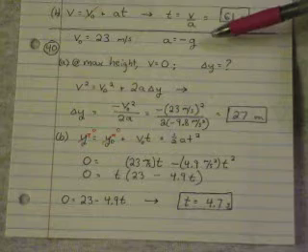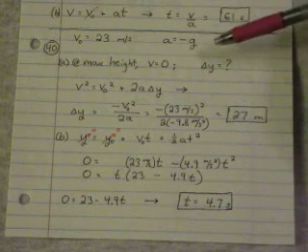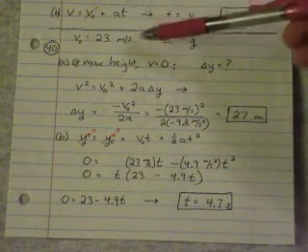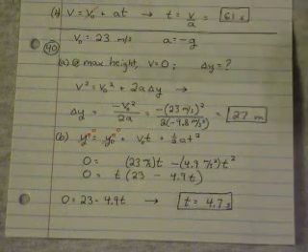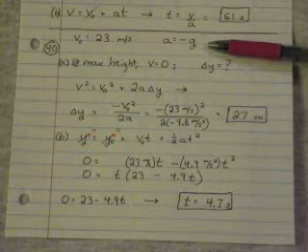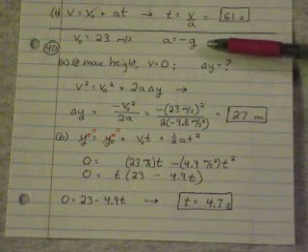Now notice which way I'm calling positive and negative. V naught is positive 23 meters per second, so I'm calling up the positive direction. Acceleration is negative G. I'm calling down the negative direction.